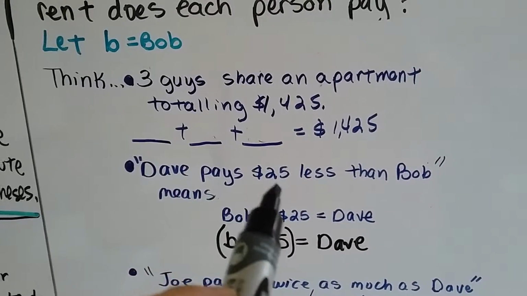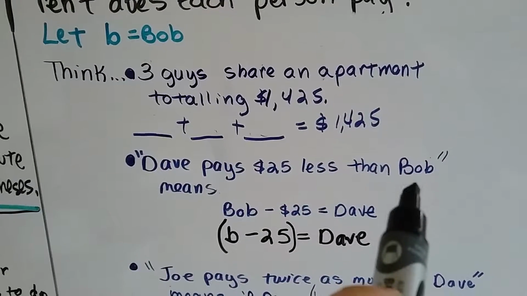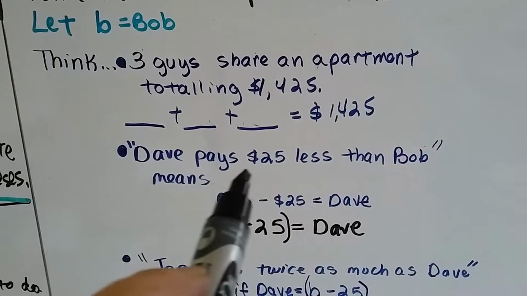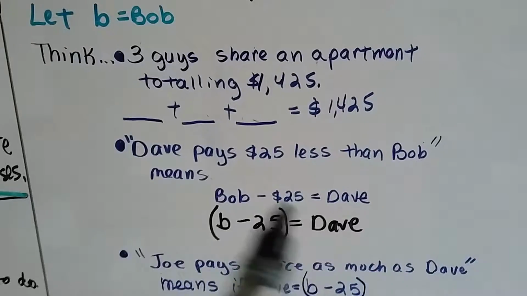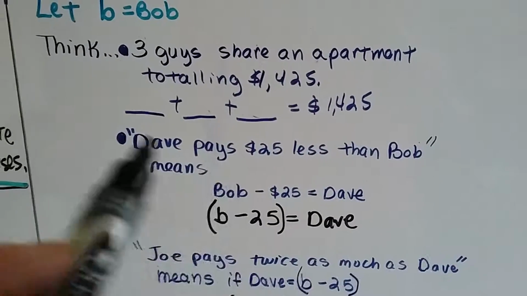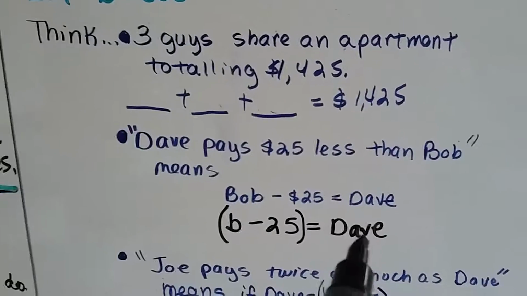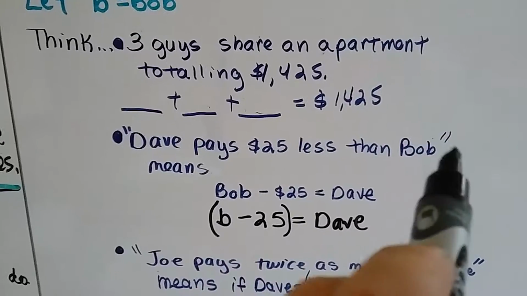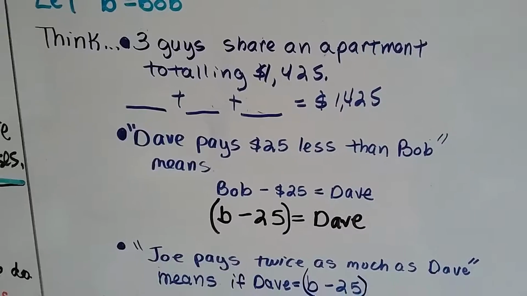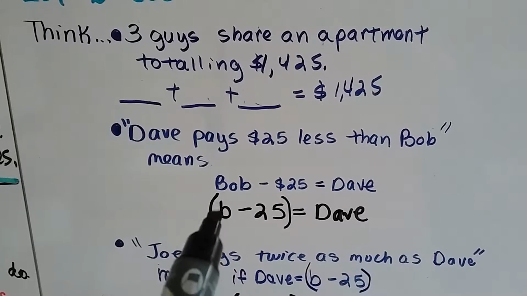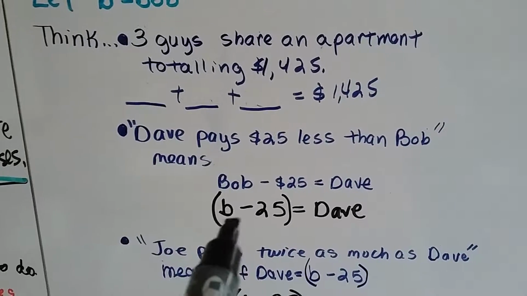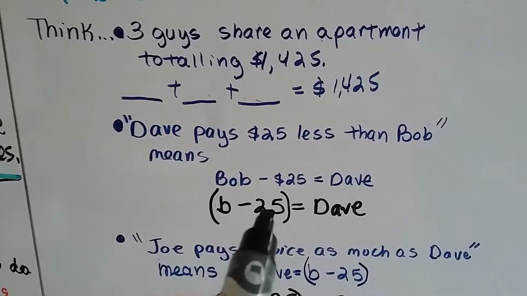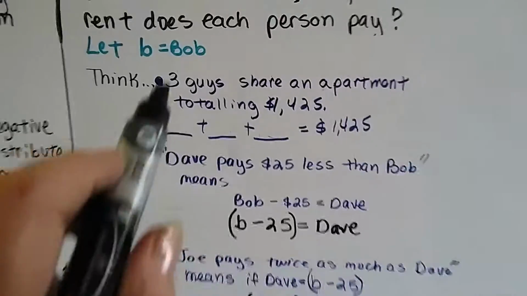Well, if Dave pays $25 less than Bob, Bob is paying more, isn't he? And if we took that $25 away from Bob, Dave and Bob would have the same rent. The only thing that's keeping Dave and Bob from having the same rent is that $25 that Dave doesn't have to pay and Bob does. See? Otherwise, the rent would be the same. So it's very easy for us to say that if we take Bob and subtract the $25, Bob will equal Dave, won't he? So now we have B minus 25 equals Dave. All right? Because remember, B equals Bob.